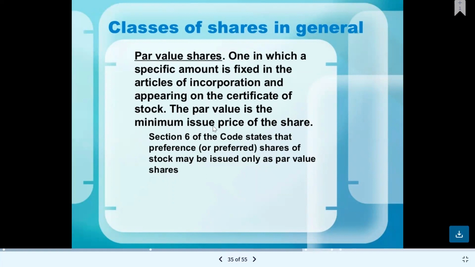So let's say one share is 5 peso. So 5 peso, that's the par value. Okay? And take note, Section 6 of the Corporate Code states that preference shares of stock may be issued only as par value shares. So you also have two classes of shares of stock. You have ordinary share and preference. Now, as to preference share, it is only issued as par value. No par value is not allowed.